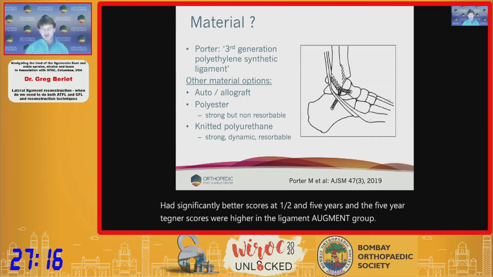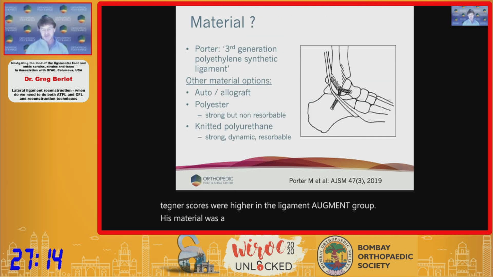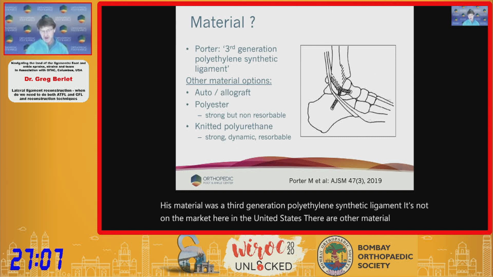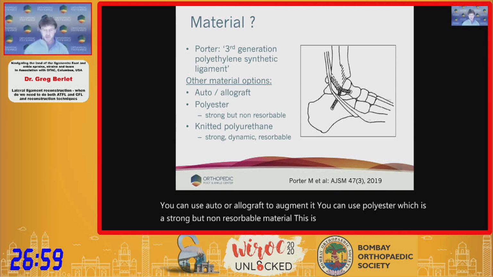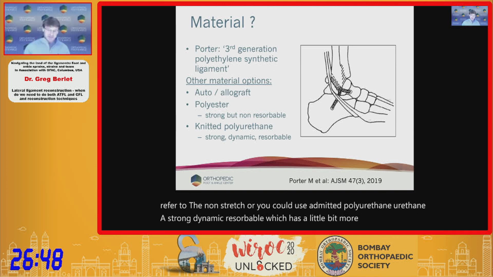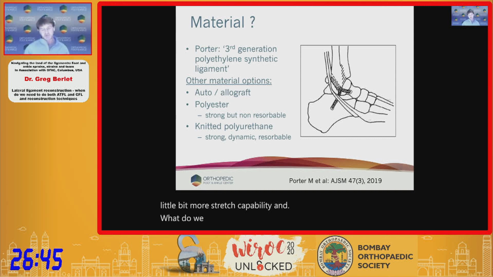His material was a 3rd-generation polyethylene synthetic ligament. It's not on the market here in the United States. There are other material options. You can use auto or allograft to augment it. You can use polyester, which is a strong but non-resorbable material. This is what Dr. Preisel would refer to as the non-stretch. Or you could use a knitted polyurethane, a strong dynamic resorbable, which has a little bit more stretch capability. And what do we know and how can we pick between these options?